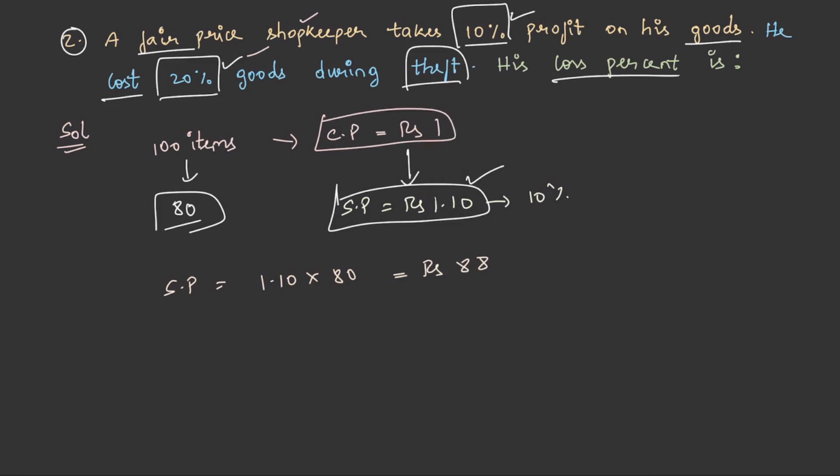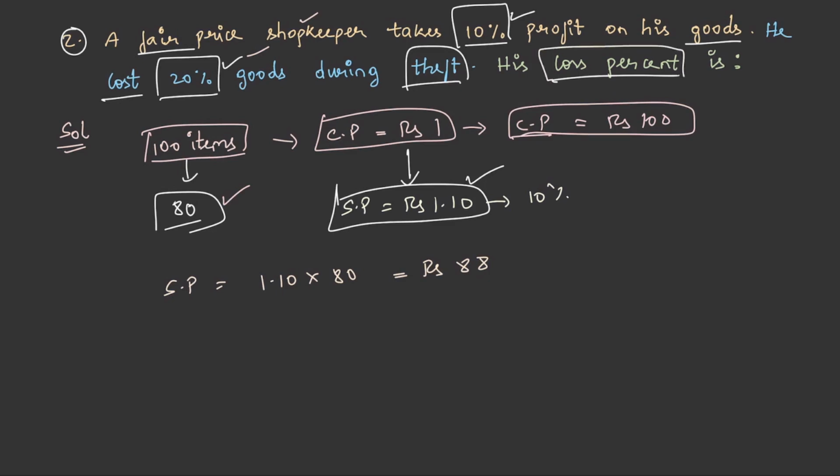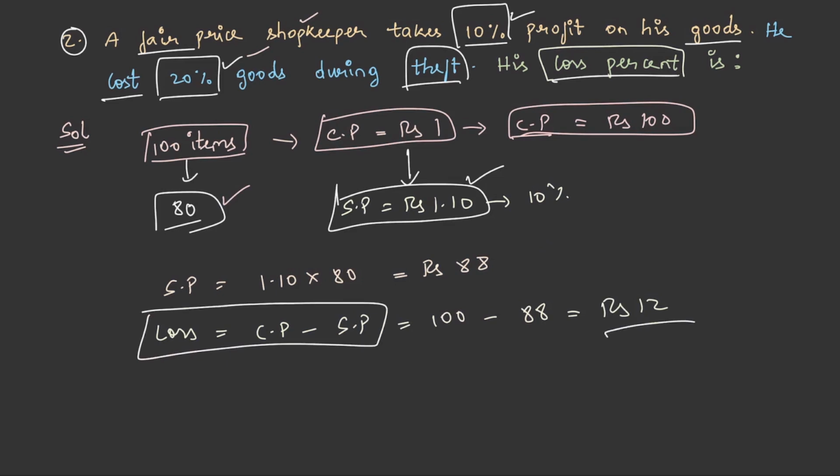And cost price of a single item is rupees 1 and cost price of 100 items is rupees 100. We don't take 80 in cost price because he has purchased it for all the 100 items. That is why the cost price is rupees 100. Now in the question, he is asking for loss percentage. Before that, let's calculate the loss. It is equal to cost price minus selling price, isn't it? So the cost price is 100 and selling price is 88, which is equal to rupees 12. We have got the loss as rupees 12.